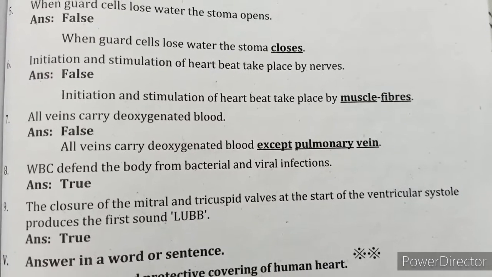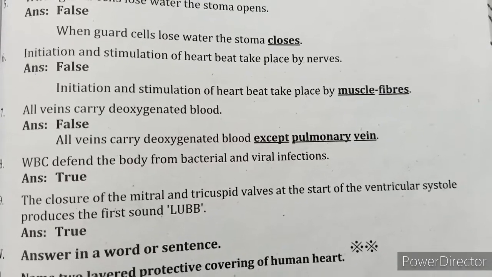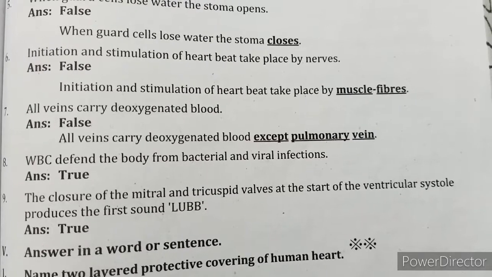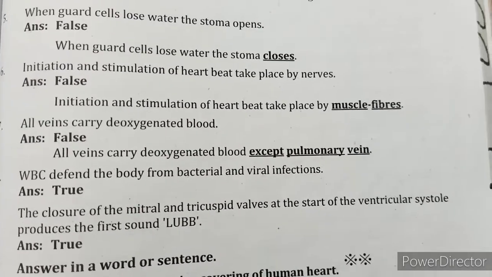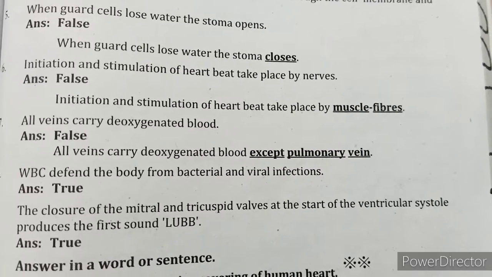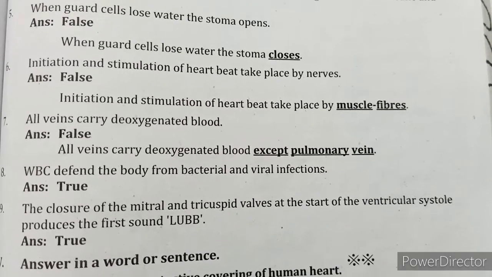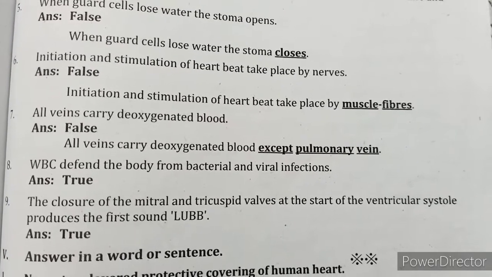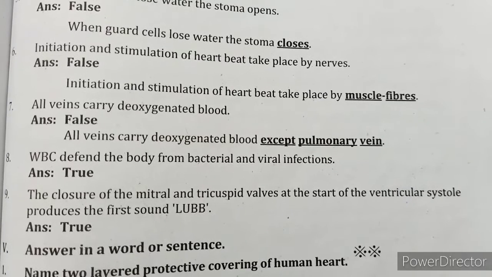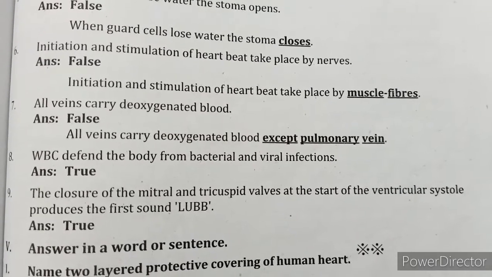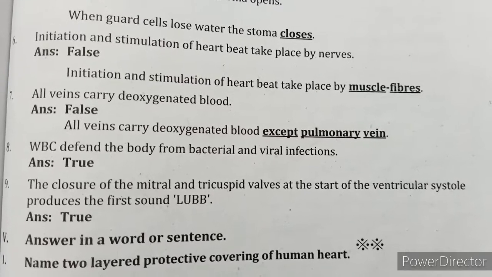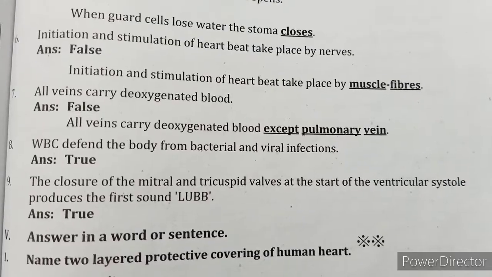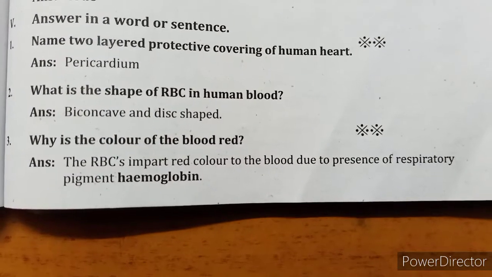All veins carry deoxygenated blood. False. All veins carry deoxygenated blood except pulmonary vein. WBC defends the body from bacterial and viral infection. True. The closure of the mitral and tricuspid valves at the start of the ventricular systole produces the first sound LUBB. True.